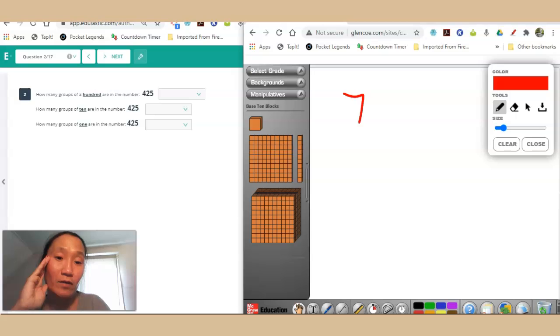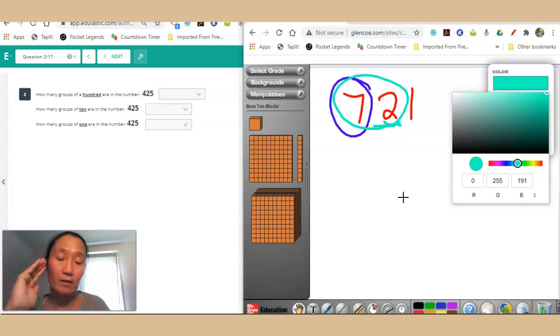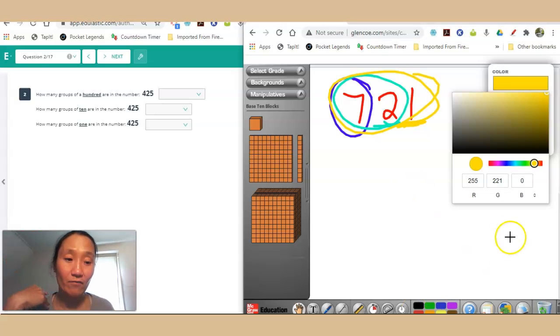So if I have 721, how many hundreds do I have? Well, I have 7 100s. How many 10s do I have? Well, this is the number in the 10s place, so I circle everything before the 10s. And how many 1s do I have? Well, I look at the ones place, and I circle everything before it, and that tells me how many 1s I have. Okay, if you have questions, concerns, let me know.